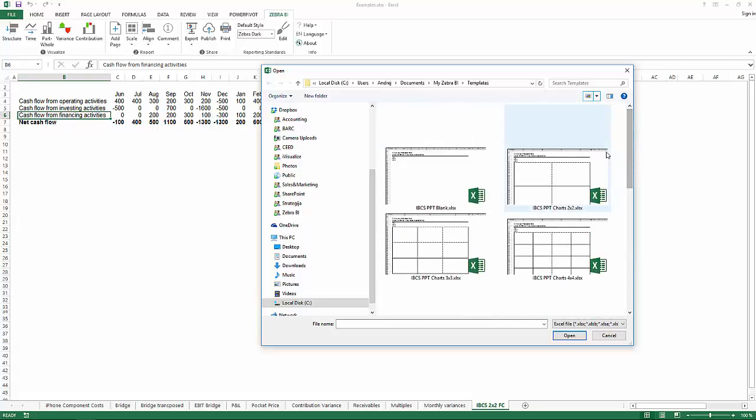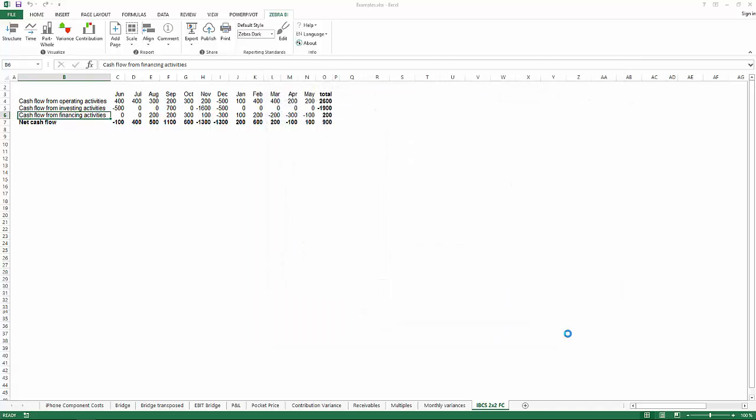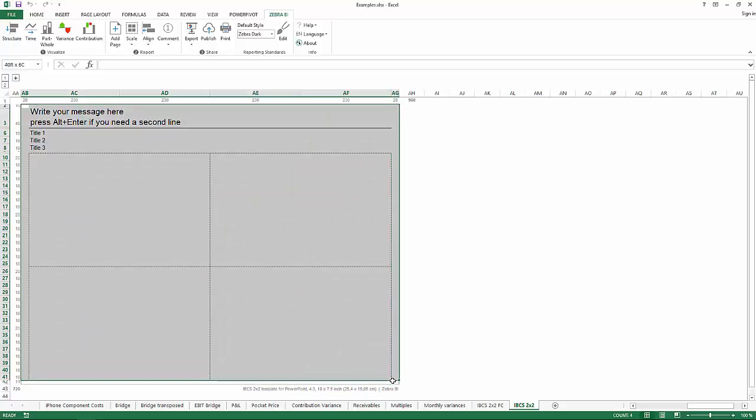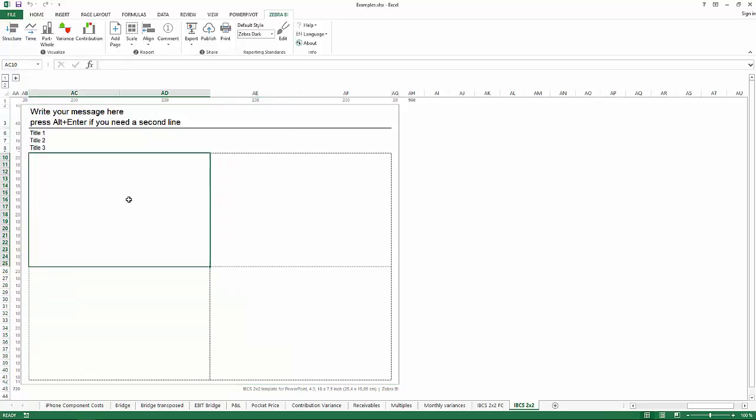Okay, for this example I'm going to use this one. So 4 charts arranged in a 2x2 matrix. You select the template and open the template. What this does is it adds a new worksheet. So I have a new worksheet here. This is my template. The size of this page here fits exactly to PowerPoint, right? To PowerPoint slide. Okay, how do you work with the templates here?